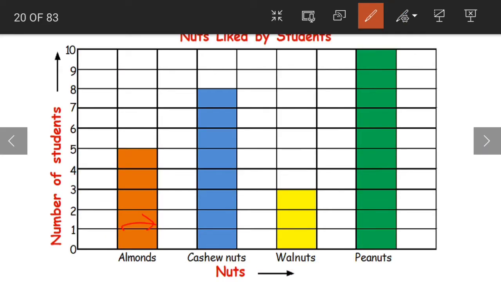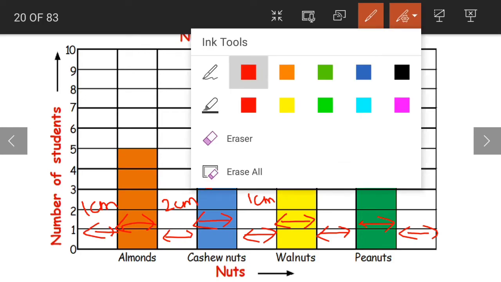This is the width. As I said, the width of each bar should be the same, and also make sure that the space between the bars should also be the same. You should not take 1 centimeter here, then give 2 centimeter gap, then again 1 centimeter. Okay, you should not do like that. The space and also the width of the bar should be the same for all the given bars.